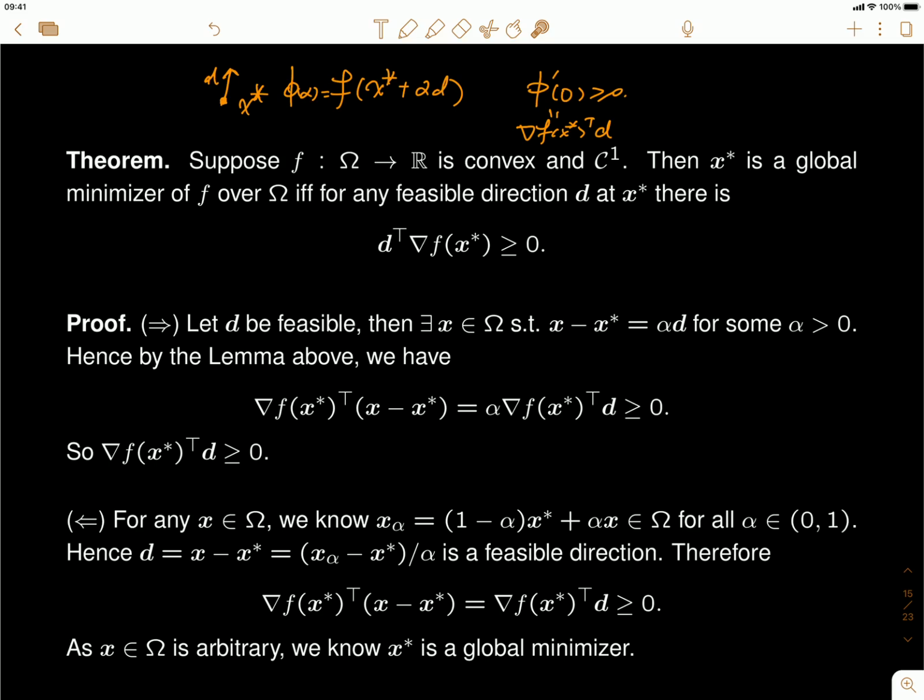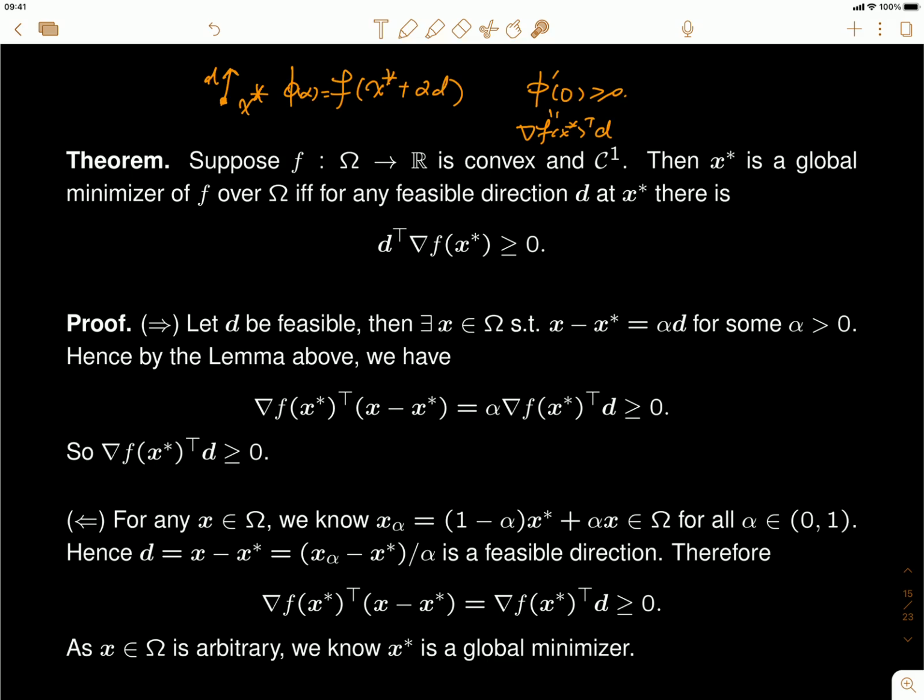But since the function f is convex, we can also show that this is a sufficient condition as well. If we can find an x star such that for any feasible direction at x star, the inner product of these two vectors is greater than or equal to 0, then we can claim x star is a global minimizer. So this is not just necessary, but also sufficient. To show this, let's first show this direction. Suppose x star is a global minimizer, then we know that f of x star is less than or equal to the function value at any other points.